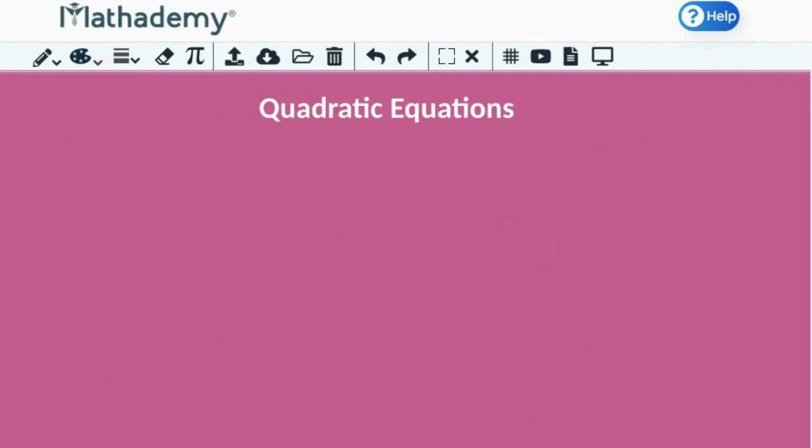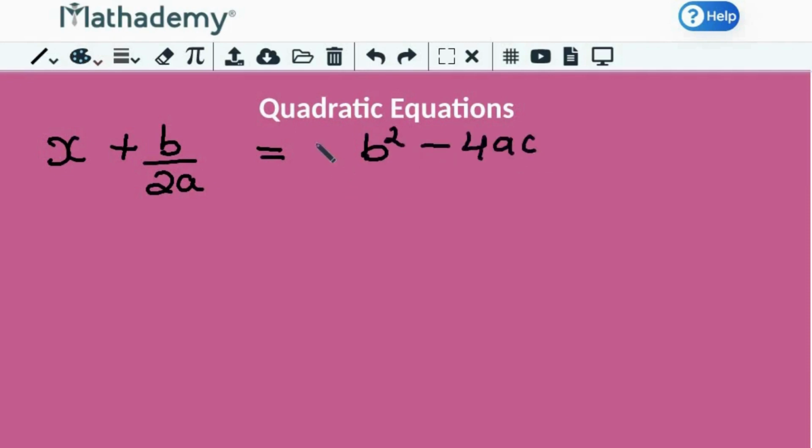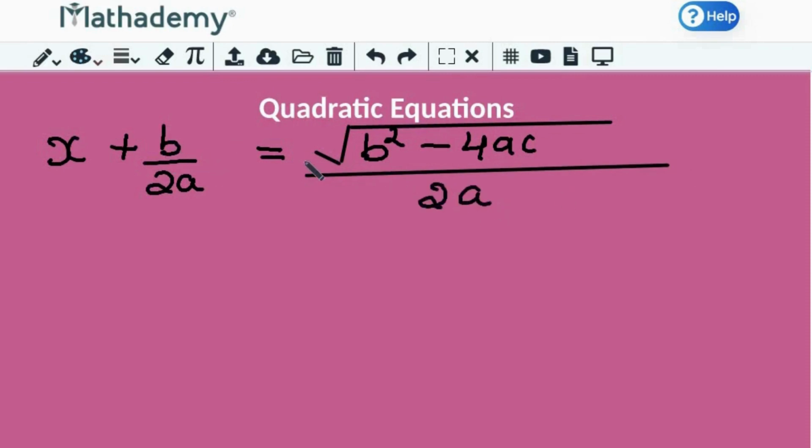Now this becomes x plus b by 2a, which will be equal to root of b square minus 4ac, which will be inside the root, and in the denominator, root of 4a square will become equal to 2a. Now over here, as we know, when we remove the root, we get those roots as plus minus. So it will be plus minus root of b square minus 4ac upon 2a. Now the last step, I have to just transpose this on the other side.